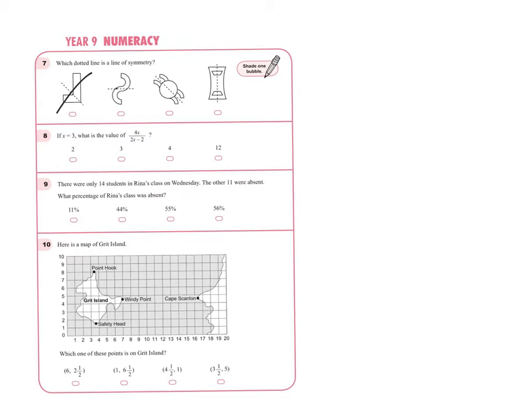Next one, which dotted line is a line of symmetry? Now I'm quite positive that you are familiar with symmetry. So what are we looking for? To have exactly the same shapes on both sides of the line of symmetry. And it is pretty much this line here. The picture on both sides of this line should be equal. It's like a mirror image. So let's have a look here.